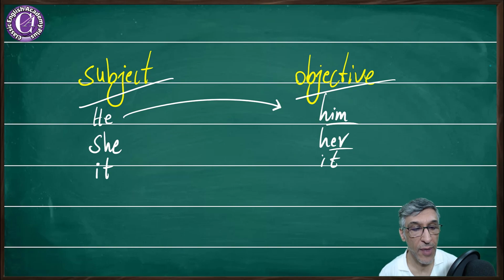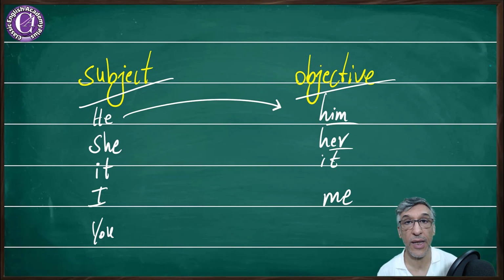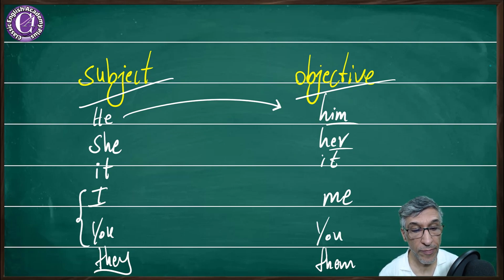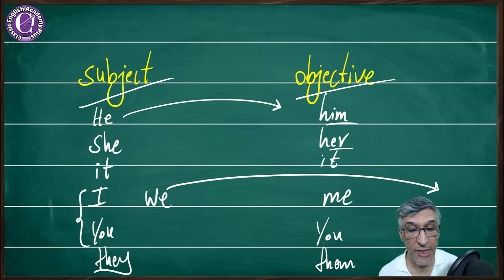"I saw it." "I" is "me", "you", and well, plural or singular, maybe. We have "they", and of course, "you", the same thing. And what about "I" and "you"? Yes, we have "we", and this "we" is turning into "us". Look at it.